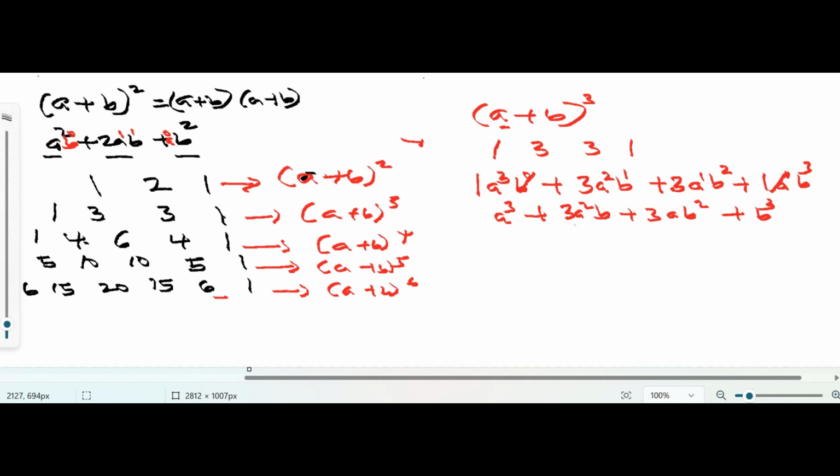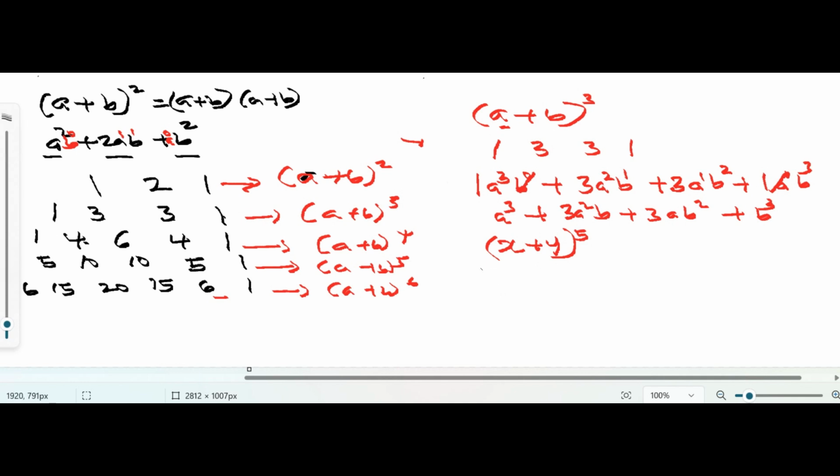So the pattern here is, as the power of a is decreasing, b is increasing. That is how to apply the Fibonacci Pascal triangle to expand positive powers. Okay, somebody is asking, if they give us x plus y, a and b can be any number, raised to power, let's say 5, how am I going to expand this? Let me quickly do it.